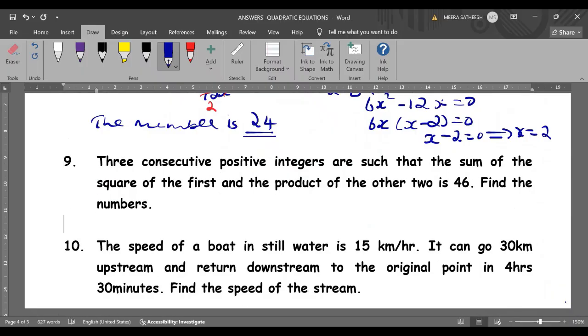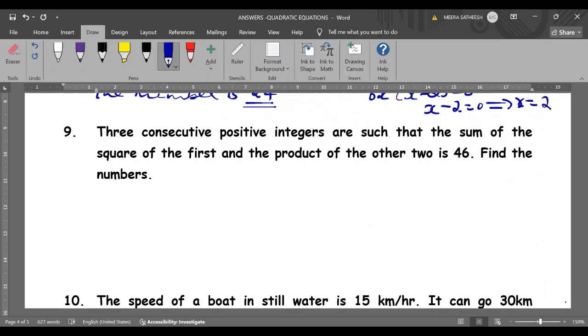3 consecutive positive integers are such that the sum of the square of the first and the product of the other two is 46. Find the numbers. So 3 consecutive positive integers. So let the positive integers be, what we can take, x minus 1, x, x plus 1.